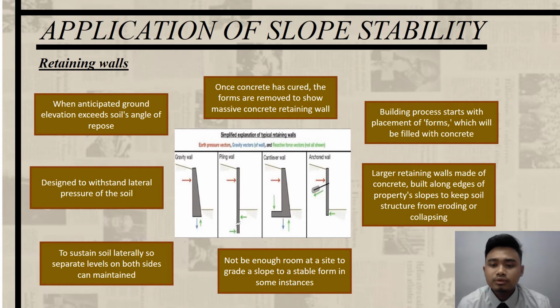A larger retaining wall made of concrete is built along the edges of a property slope to keep the soil structure from eroding or collapsing. The building process starts with the placement of a form, which will be filled with concrete. Once the concrete has cured, the form is removed to show a massive concrete retaining wall.